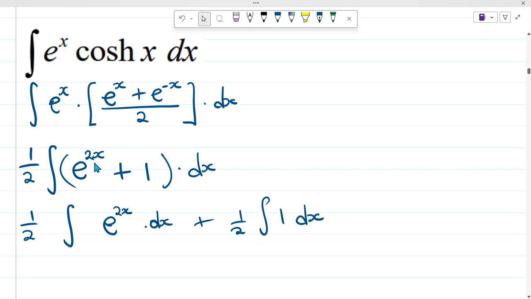I split it. Since we had 2 terms, I made each and every term here have its own integral sign, you understand, so that I can safely use the rule that I want to use here. So now we go back to integrating exponential functions.